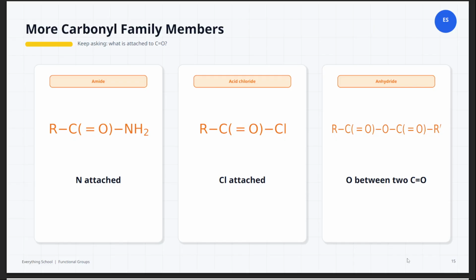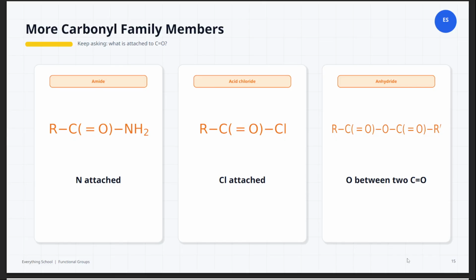An acid chloride has chlorine attached to the carbonyl carbon. An anhydride, pronounced anhydride, has two carbonyl groups connected through one oxygen. You do not need to master every reaction yet. For recognition, keep using the same question. What is attached to the carbonyl carbon?